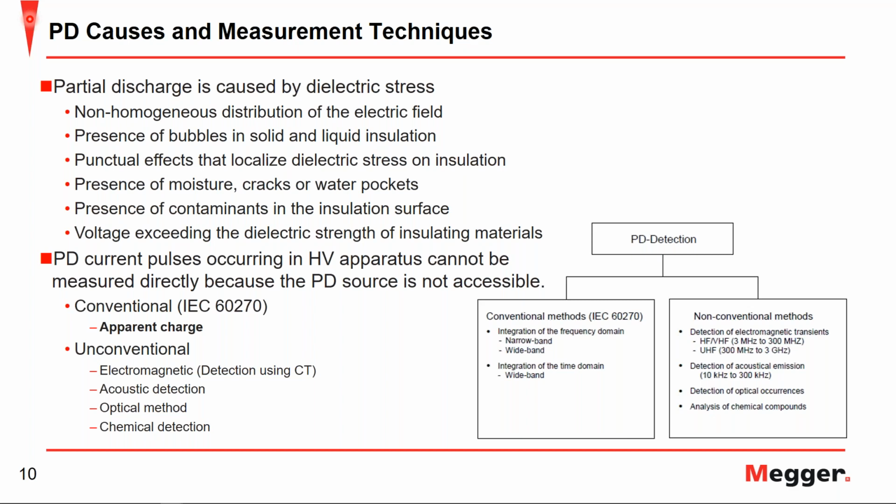Now, there are unconventional methods that I'll just mention. Some are electromagnetic. For instance, you may have heard of partial discharge detection on cable by using high frequency CTs to decouple that electromagnetic signal. Other methods are acoustic detection, typically used for location, maybe on GIS or transformer, optical methods, and then of course chemical methods. But again, we'll be covering the conventional method.